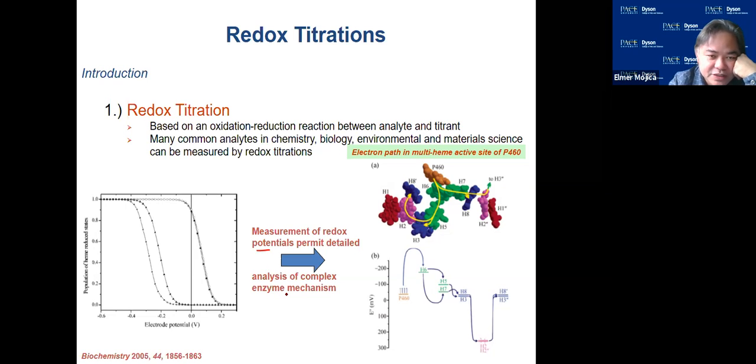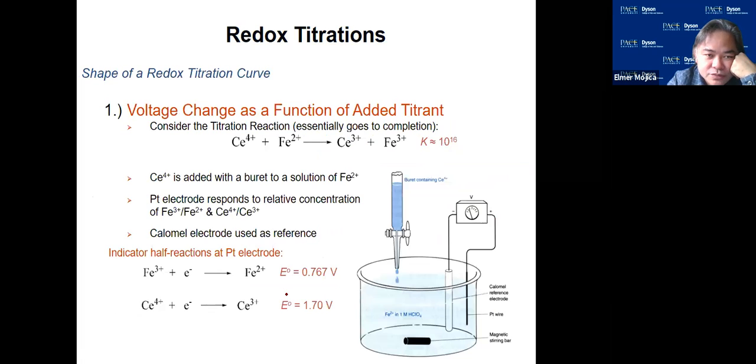From that, we can determine a complex reaction by analyzing them, and in some aspects, enzyme mechanisms. Okay. The way we have the redox titration curve is we look at the voltage change as a function of the added titrant. Those who did the experiment, this is how it looks. Your burette contains your cerium ion, and your analyte contains your iron ion. If you look at the reaction, you have your Ce4+ and your Fe2+ reacting to produce Ce3+ and Fe3+.